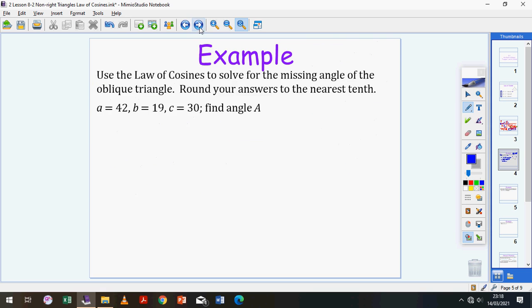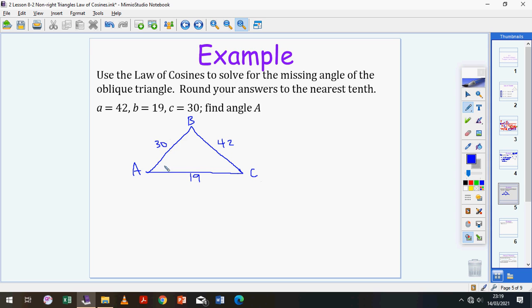Okay, use the law of cosines to solve for the missing angle of the oblique triangle. Write the answers at nearest tenth. So if you're given information like this, it's advisable to sketch your triangle. If this is angle A, then side A is 42. If this is angle B, then side B is 19. And if this is angle C, then side C is 30.